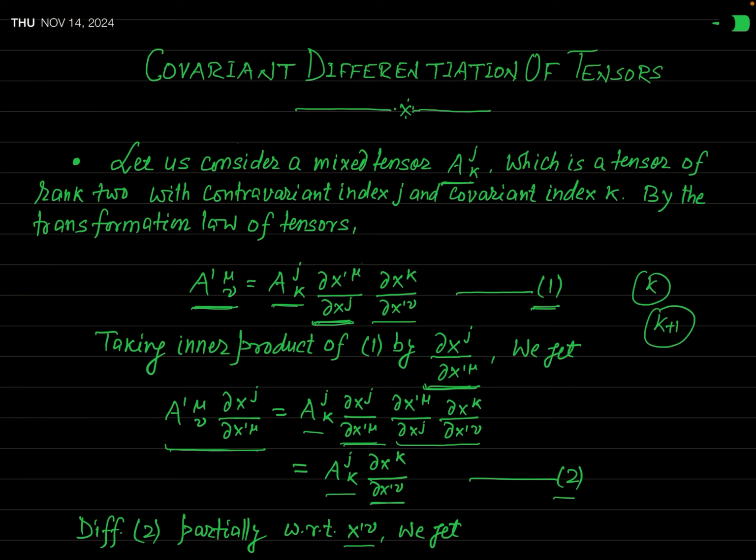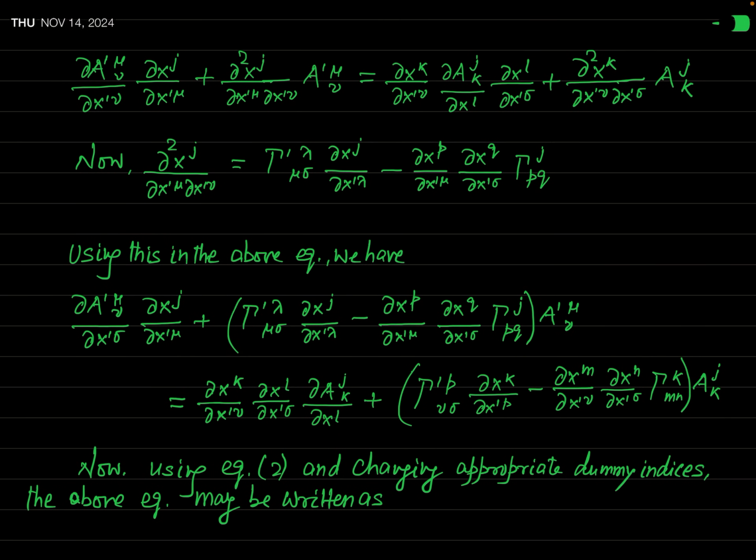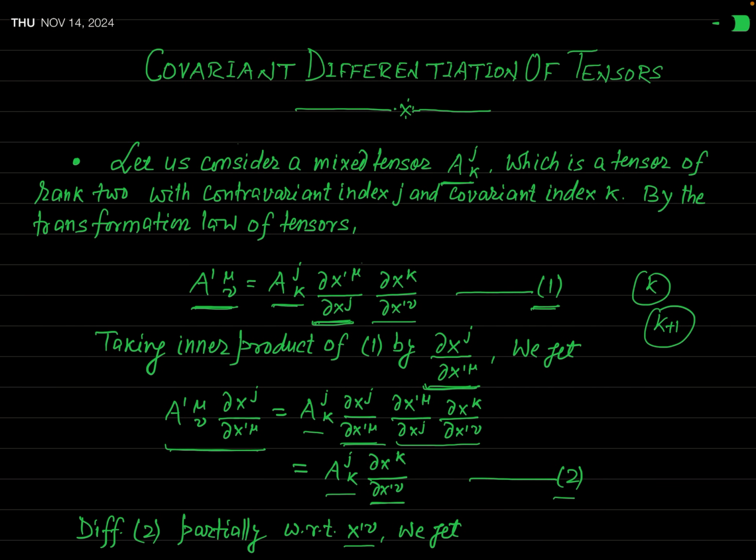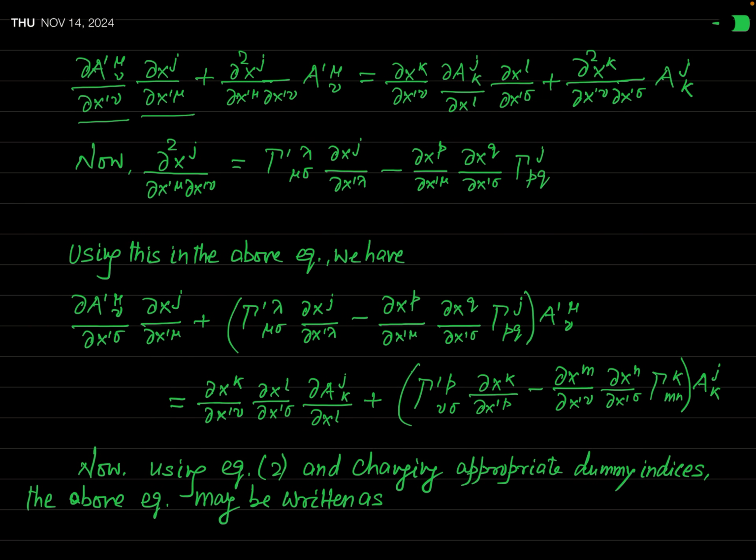Following that very rule, you can write that the terms in LHS will be del A prime mu nu by del x prime nu times del xj by del x prime mu. In fact, here in LHS, first of all, I have differentiated the first factor. Now let us keep the first factor A prime mu nu as it is and operate the differential operator on the second term. And when you do it, your result will be del 2 xj by del x prime mu del x prime nu.